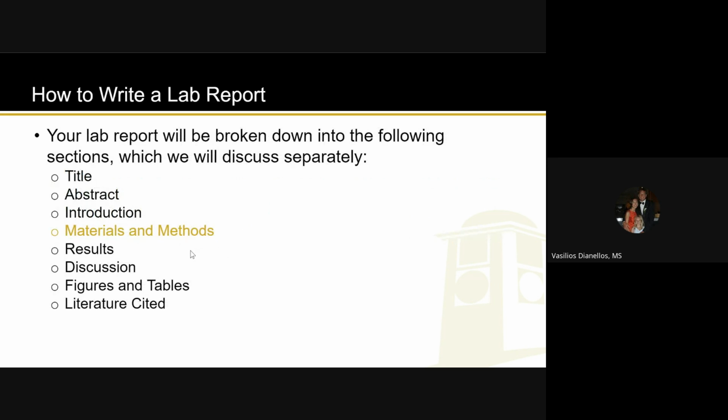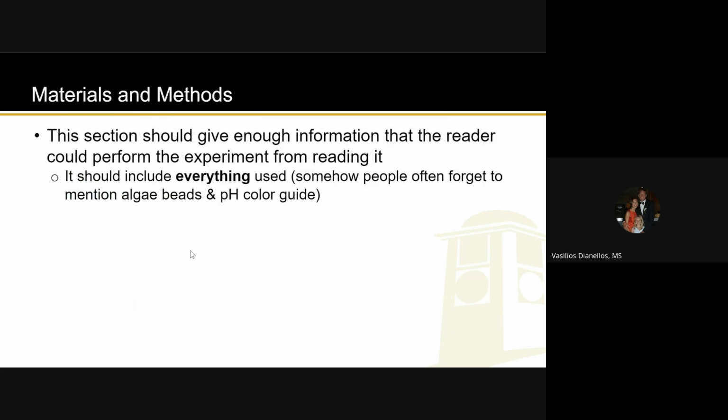Next is materials and methods. This one's pretty straightforward. This section should give enough information that the reader could perform the experiment from reading it. So when you are writing this, just also a good time to remind you, it should be first person past tense. The entire thing should be first person past tense. You should write in enough detail that you could give it to somebody and they could perform the experiment, because you should have enough details explaining it.